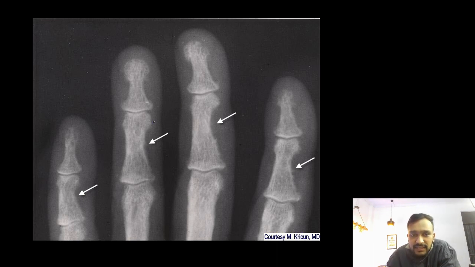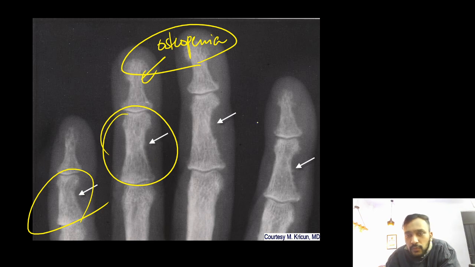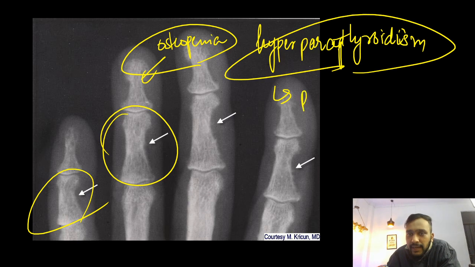So the last image, here we can see that there is osteopenia present in the patient, and we can also see that there is subperiosteal bone resorption seen in this patient. Within the middle and proximal phalanx of the second, third, and fourth finger, in all the fingers, you can see that there is subperiosteal bone resorption. And guys, this is seen in a patient with hyperparathyroidism. So the most common cause of primary hyperparathyroidism is your parathyroid adenoma.